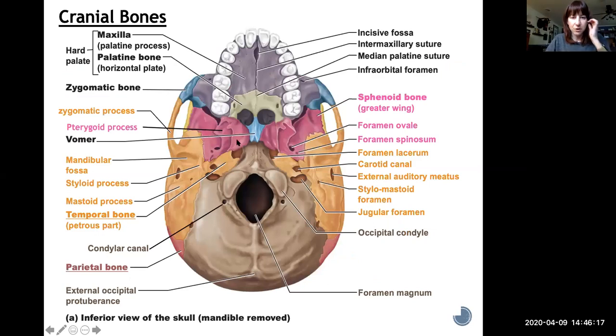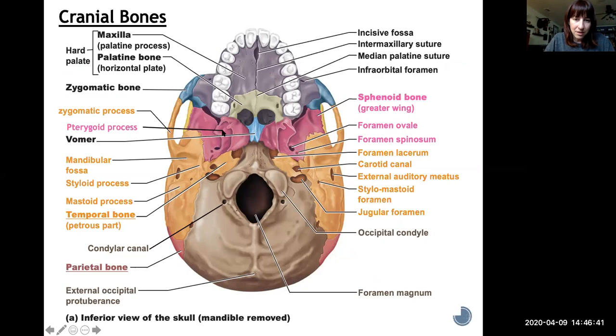Here's the rest of the sphenoid bone. This is an inferior view, right? So here again is the greater wing of the sphenoid bone. And from this view, we can also see the foramen ovale. I don't know what goes through there, I'm sorry, probably a blood vessel or a nerve. And the foramen spinosum, also probably a blood vessel or a nerve.